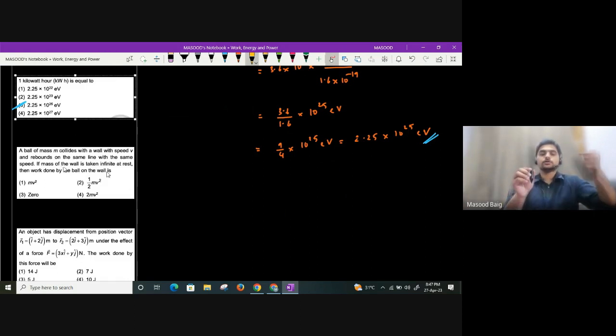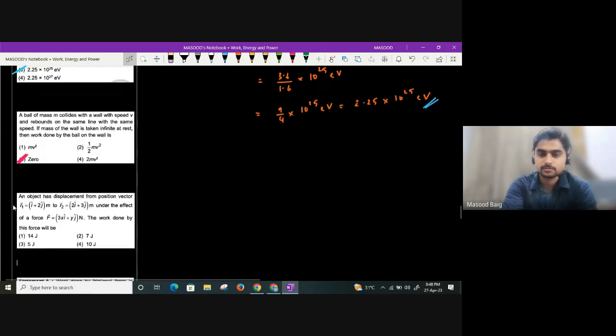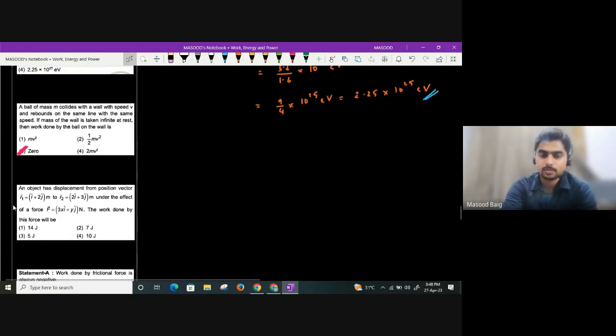See, first the ball is colliding with the wall. The wall is at rest initially. Now what is happening to the ball? It is moving back. So whether you take initially or finally, is the wall going to be at rest or not? The ball cannot move the wall, guys. That is the reason work done by the ball on the wall will be 0. Understood, all of you? Yes or no?